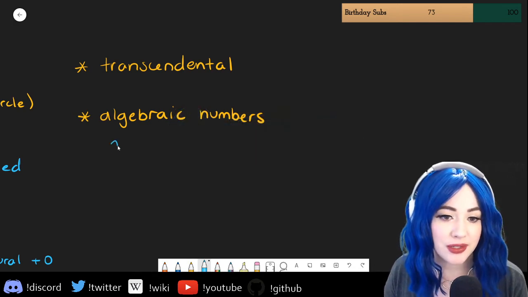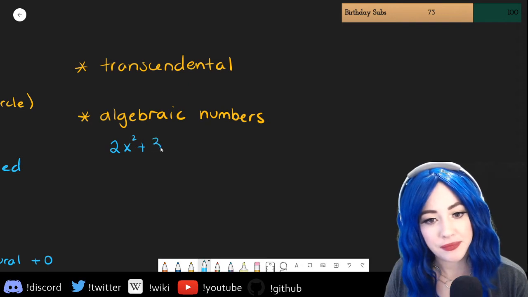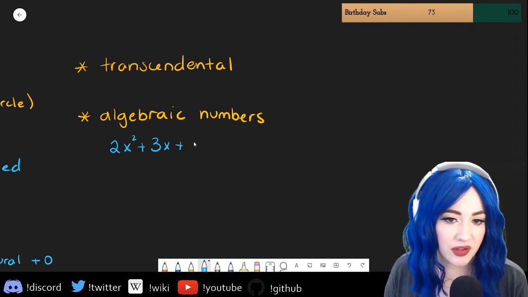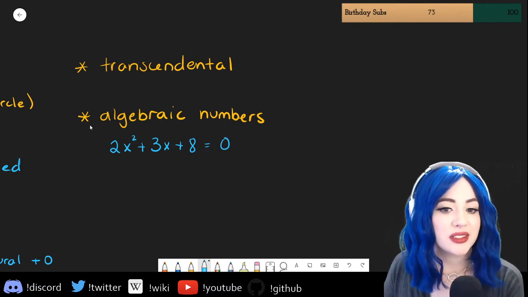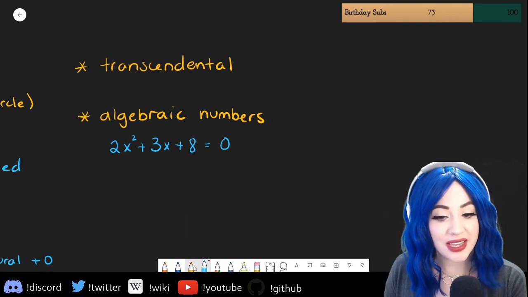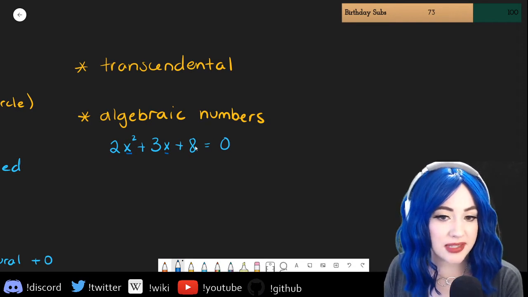Algebraic numbers are numbers where we can kind of like, I don't even know if this would work. Probably not, but whatever. So algebraic numbers, in this case, x is an algebraic number. It can be expressed as an algebraic equation.